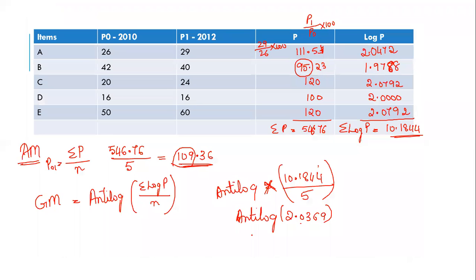So the answer is 1088. Now we have to put a point. How will you put? It is 2 plus 1, 3. After 3 digits, you have to put a point. That is 108.8. This is the answer. So I hope you understood how to calculate by using antilog and log table. Okay, I'll send you some homework problems also. Please work it out.